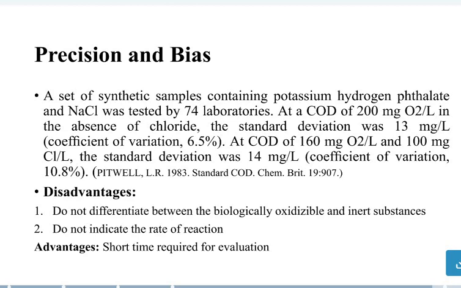So, precision and bias. A set of synthetic samples containing potassium hydrogen phthalate and sodium chloride was tested by 74 laboratories at a COD of 200 milligram O2 per liter in the absence of chloride, and the standard deviation was 30 milligram per liter. Coefficient of variation 6.5%. At COD of 160 milligram O2 per liter and 100 milligrams chloride per liter, the standard deviation was 40 milligrams per liter. Coefficient of variation 10.8%.